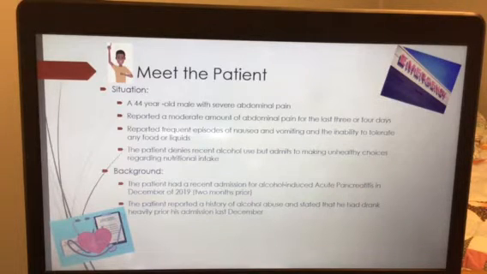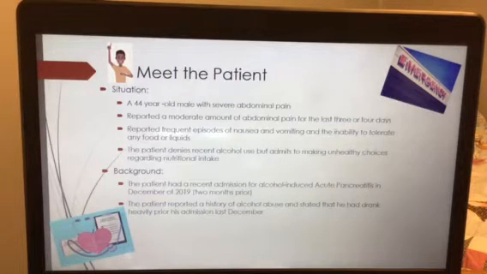So I had a 44-year-old male with severe abdominal pain that presented to the ER. He reported a moderate amount of abdominal pain for the last 3 or 4 days with frequent episodes of nausea and vomiting, and he was unable to keep down any foods or liquids. The patient denies recent alcohol use with this admission, but admits to making unhealthy choices regarding his nutritional intake.